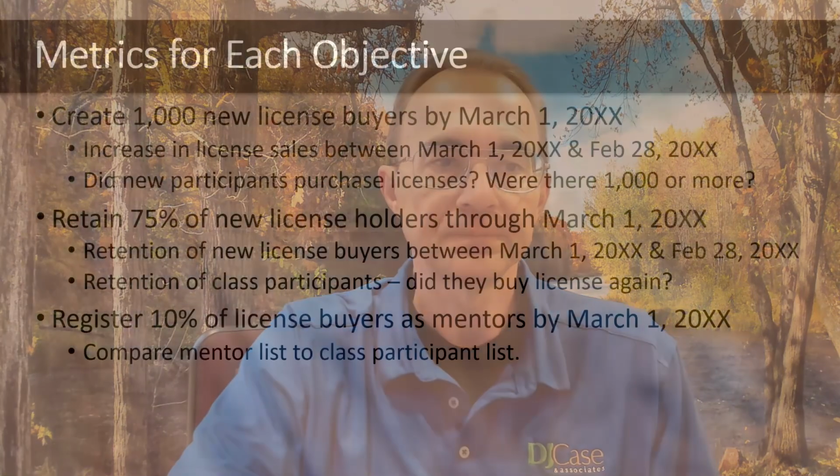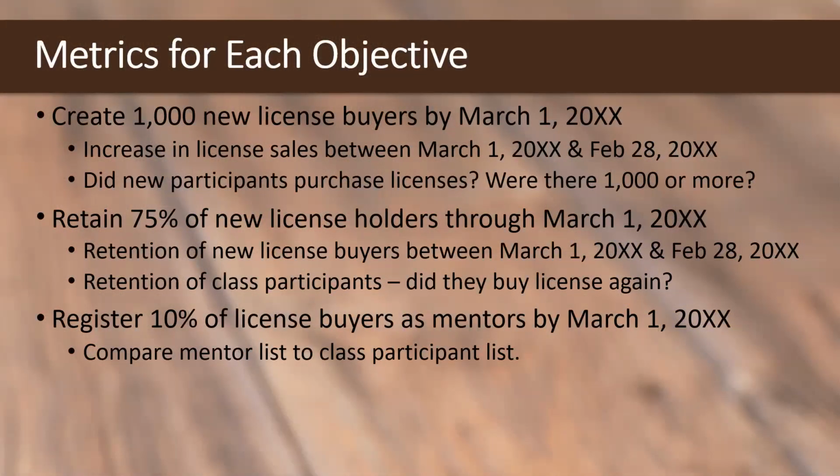So you could track, I mean, certainly you could track it at whatever degree you wanted, but if you wanted to specifically see whether your Locavore program was making a difference, that's something you could track. You could just follow the particular people that went through your program or programs and see if they bought licenses again. And then registering 10% of licensed buyers as mentors, that mentor objective that we talked about.